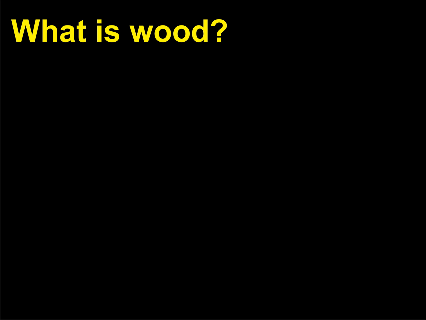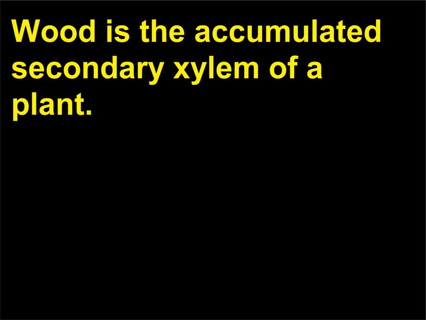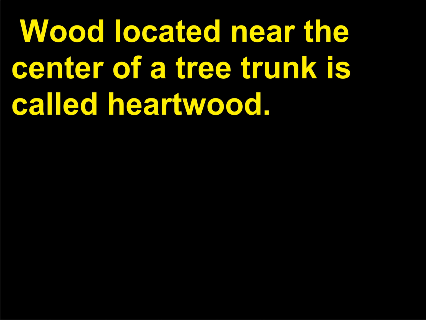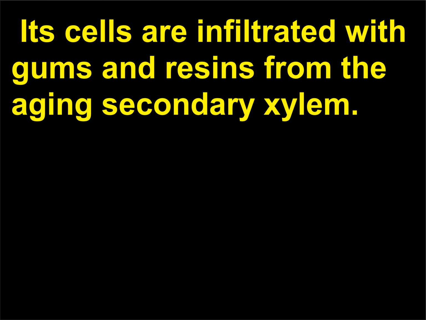What is wood? Wood is the accumulated secondary xylem of a plant. Generally, the wood used commercially is from plant stems rather than plant roots. Wood located near the center of a tree trunk is called hardwood. Its cells are infiltrated with gums and resins from the aging secondary xylem.